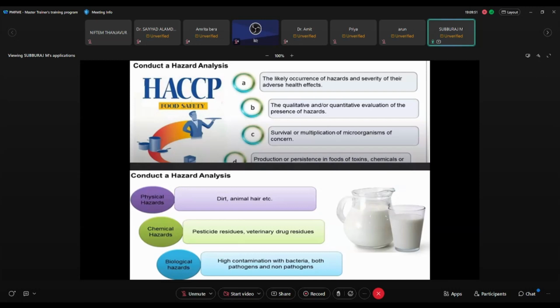And the biological hazards: we know that milk is highly perishable. It is a very good medium for the growth of microorganisms. So there is a good possibility of pathogens and non-pathogens. When we are conducting the hazard analysis, you have to think about the physical hazards, these are the possibilities, the chemical hazards, these are the possibilities, and the biological hazards. You have to consider these things.